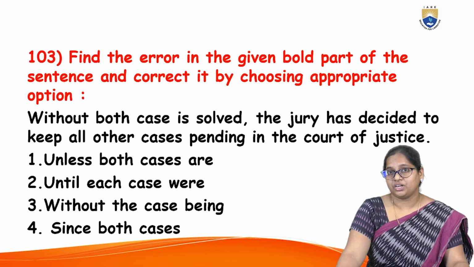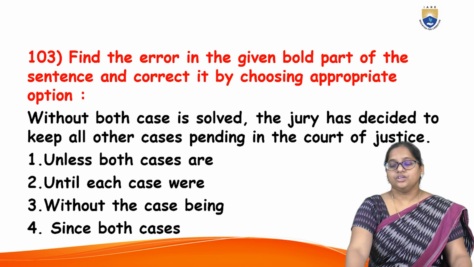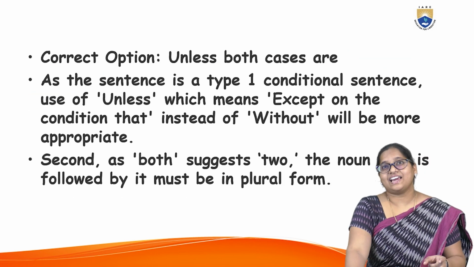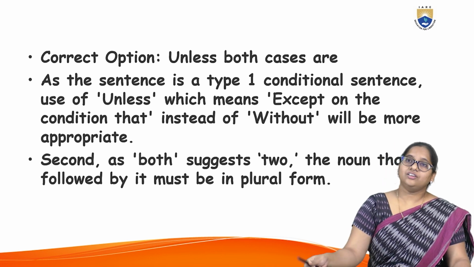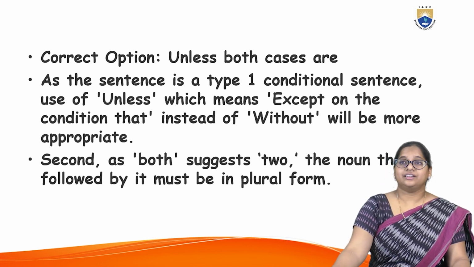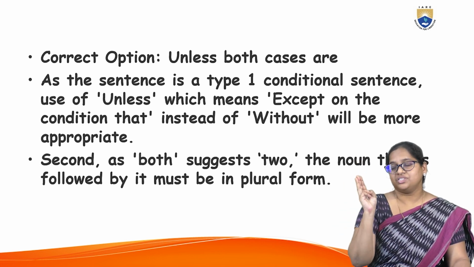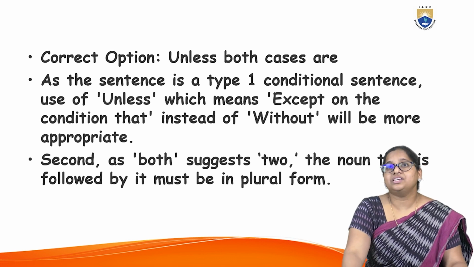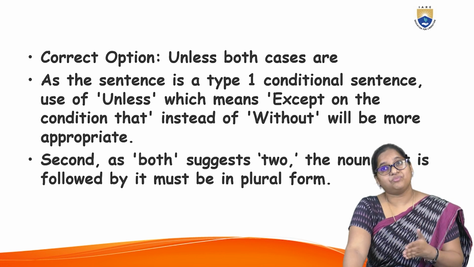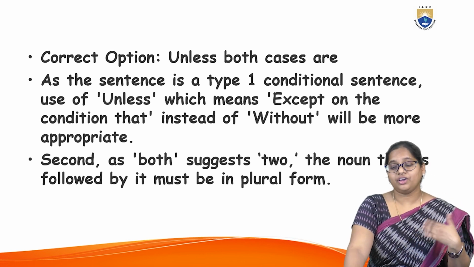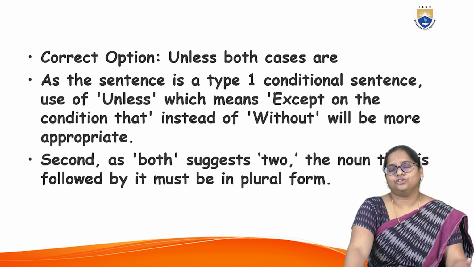So now look at option A: unless both cases are solved, the jury has decided. Now you have to understand, the correct one is "unless both cases are solved", because it is a conditional, first conditional sentence. Now what is this conditional? You have to know three conditions using if conditions. Let me explain that. Before we go, let us understand: unless means except that happens. Until that happens, you cannot do it. So that is the intention behind it.